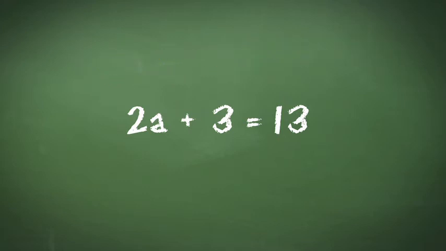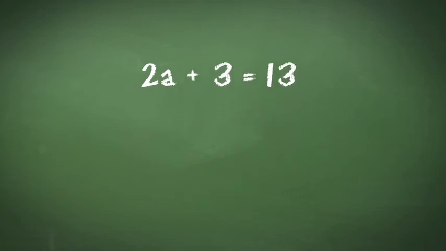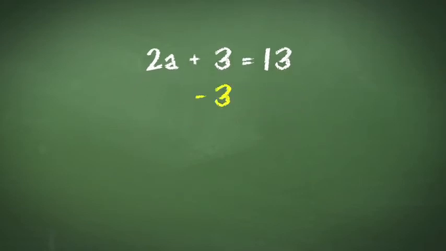So, looking at 2a plus 3 equals 13, we want to get rid of that 3 on the left-hand side. Doing this will ensure that only 2a remains on the left-hand side. To make this step, we need to subtract 3 from the left, and that's because 3 minus 3 equals 0, which is nothing. And following our golden rule, we also have to subtract 3 from the right-hand side as well.